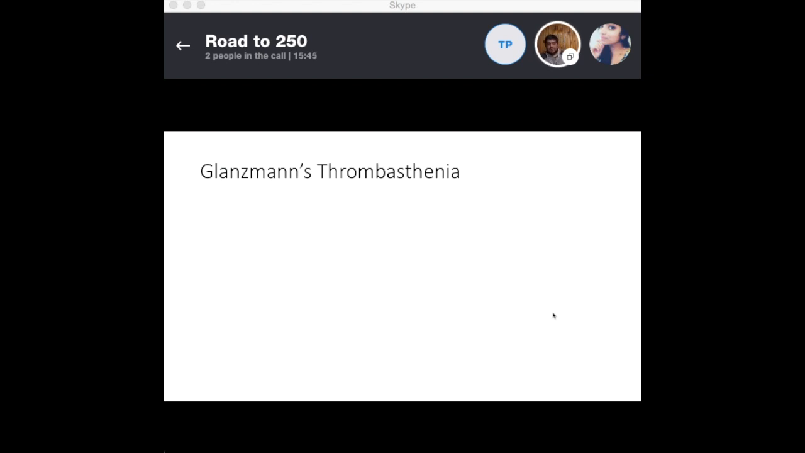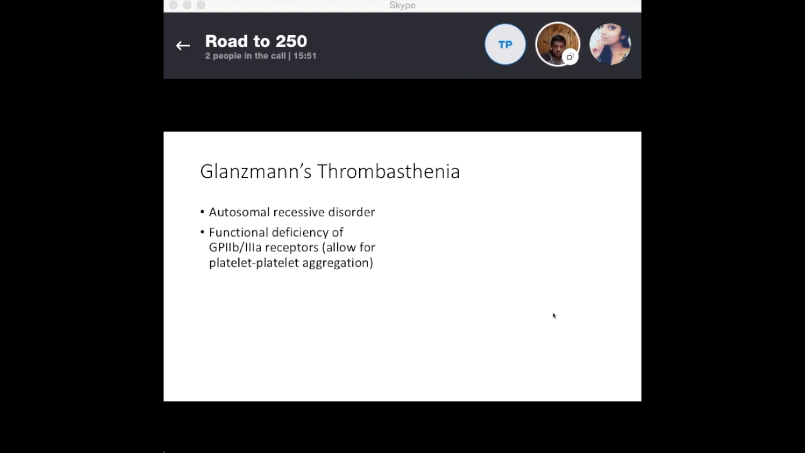The first one is Glanzmann thrombasthenia. It's an autosomal recessive disorder with a functional deficiency of the GP2B3A receptor. That receptor generally allows for platelet-to-platelet aggregation. So if you have a deficiency in that, the platelets are not going to bind together, so there's no platelet-platelet aggregation. It often results in bleeding and epistaxis.